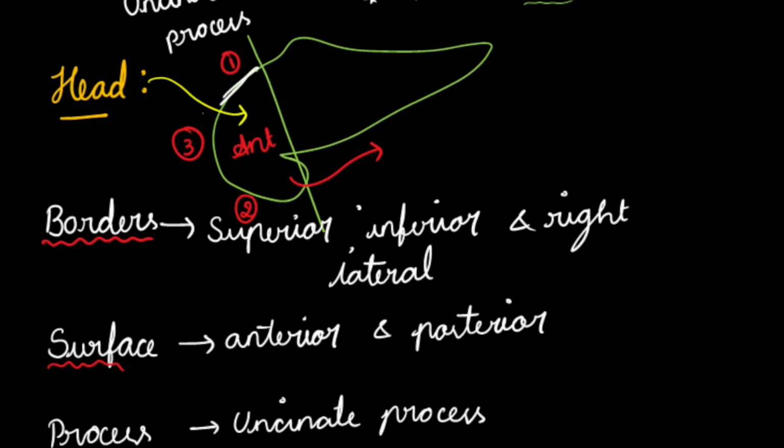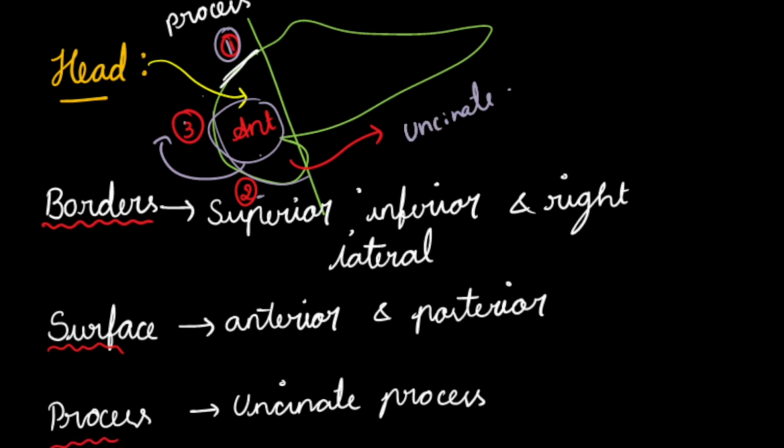Now regarding the head of the pancreas, you can see here that the head has three borders: superior border, right lateral border and inferior border. In case of surfaces, the one we are seeing is the anterior one, and the posterior surface is situated behind. The process is the uncinate process, which we have already discussed.